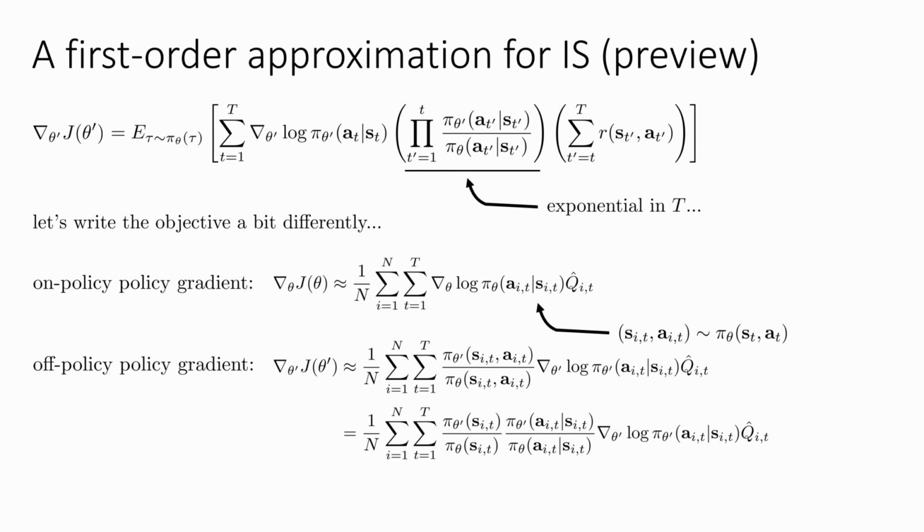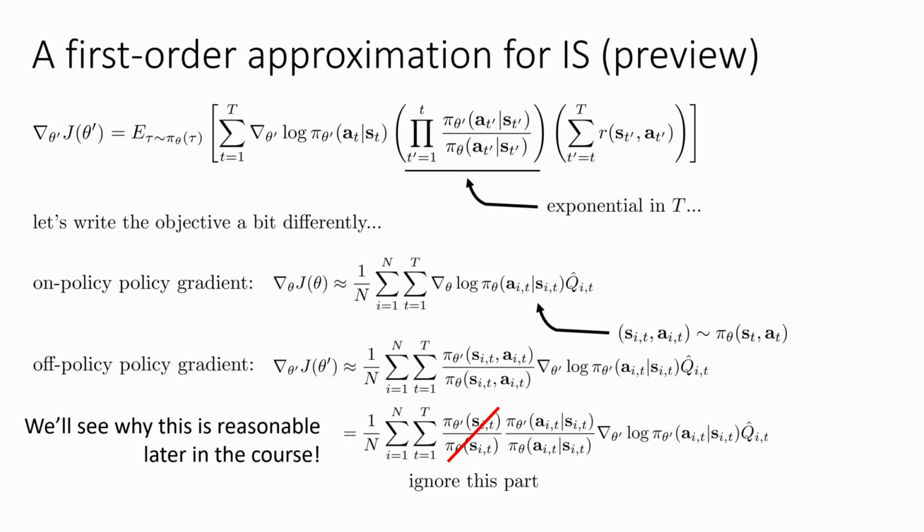We have no idea what the state marginals are, but what we can do is embrace our ignorance there and just ignore that part. And this will actually work if theta prime is close to theta. We'll find out why this works in a subsequent lecture when we talk about advanced policy gradients, but you can actually show that when theta and theta prime are close enough to each other, the error that you get from deleting this term is small.